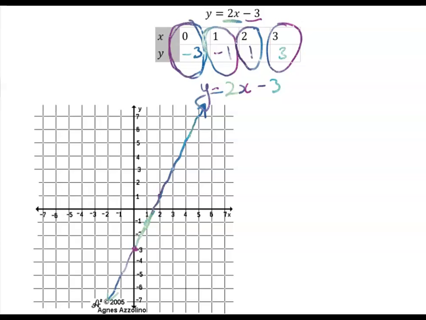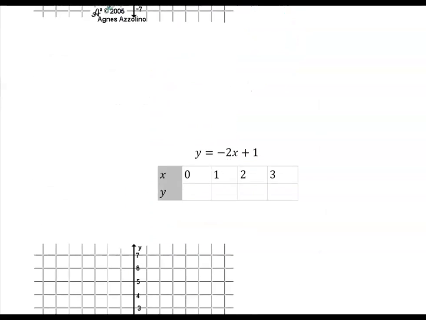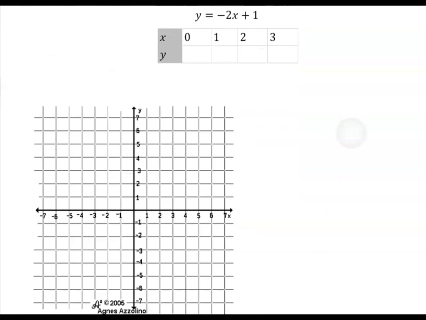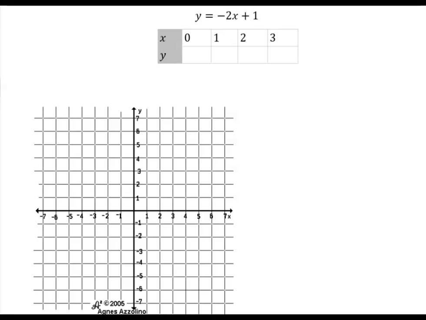Okay, makes a pattern here. We're going up by 2's, and makes a pattern here because it's making a nice straight line. Not at all one bit wobbly like mine may appear in the picture. Okay, here's our next rule. We're going to, this time, take our x value, times it by minus 2, so times by minus 2, and then add 1, plus 1.